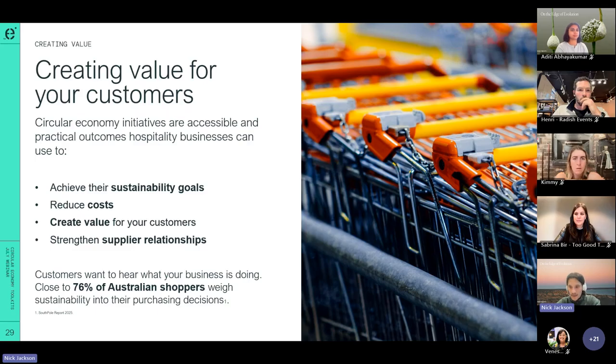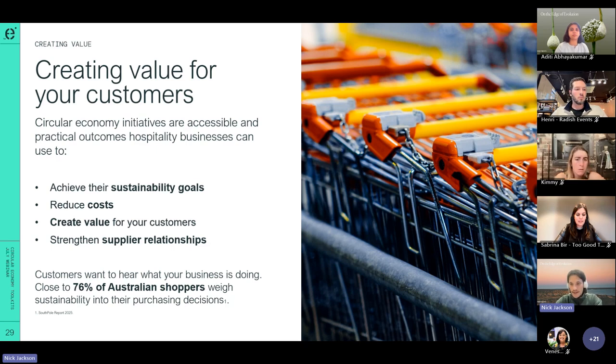As we developed these toolkits, it was done in consultation with so many members of the food industry and the hospitality industry, so these toolkits are ready to be used now, but they're also legacy documents. They can help your businesses achieve their sustainability goals, reduce your costs at the same time, create value for your customers, and strengthen those supplier relationships.